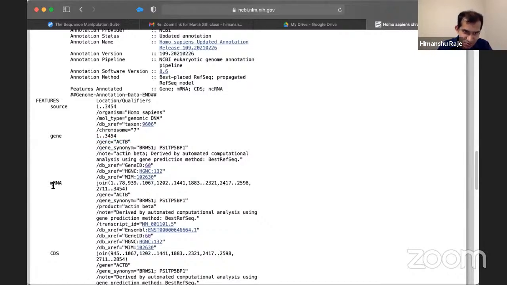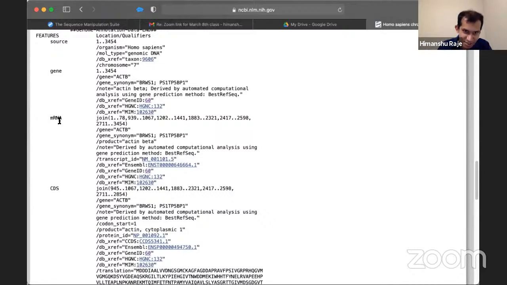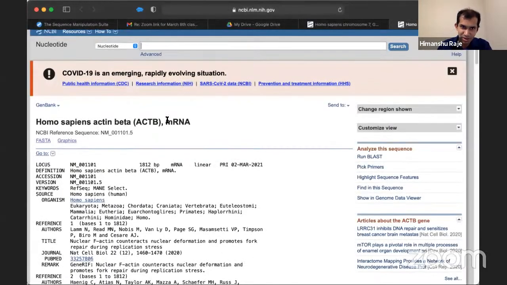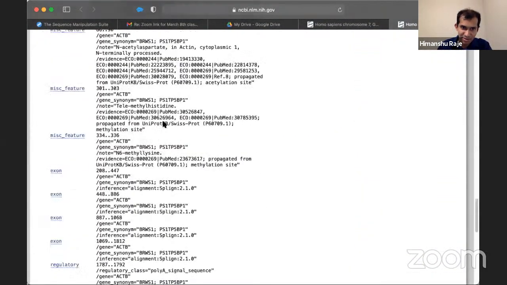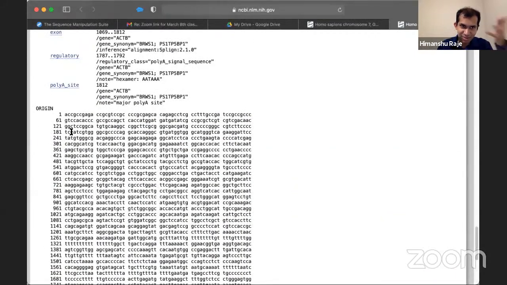It also tells you the mRNA sequence for that gene, okay? It asks you to join several nucleotides to make an mRNA. Now you might be thinking, oh, do I have to manually join these nucleotides? No, no, no. Look under the subheading under this mRNA, transcript ID. Just click on that and it will take you to just the mRNA sequence for that gene. There you go, mRNA. If you scroll down, that is just the mRNA sequence. Of course, replace T's by U's, okay?